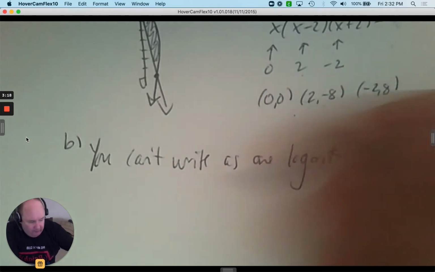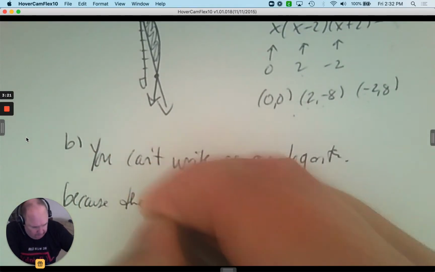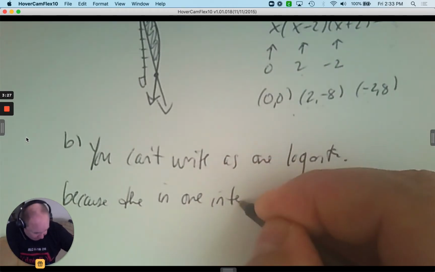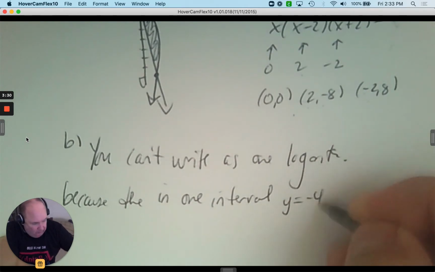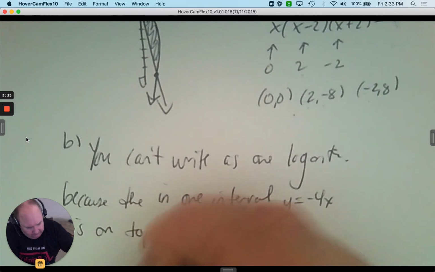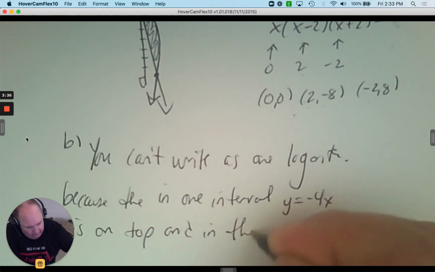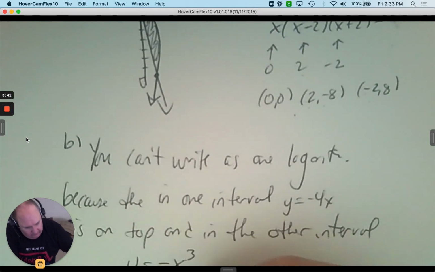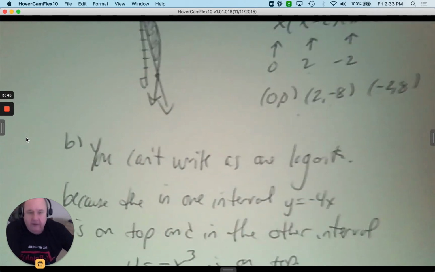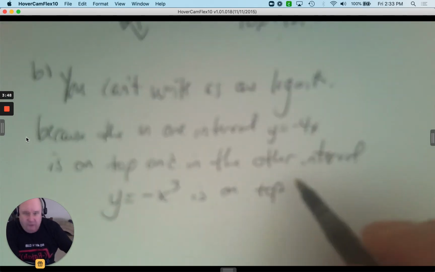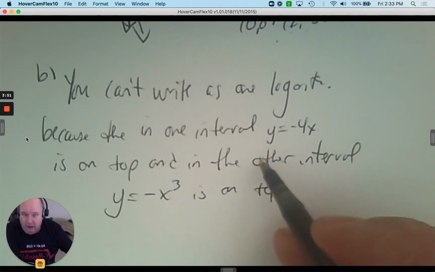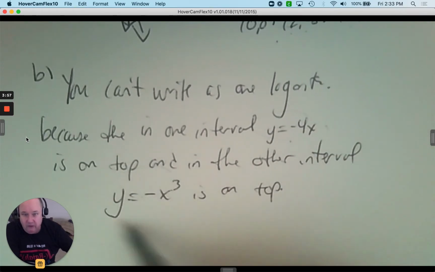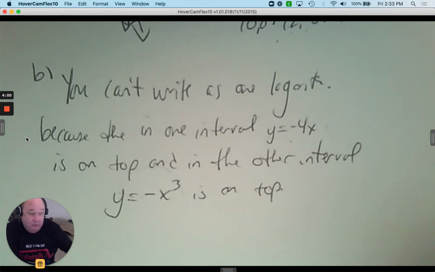You can't write it as one integral because in one interval, y equals negative 4x is on top, and in the other interval, y equals negative x cubed is on top. So if you're going to find the area, it can't alternate. Whichever one is on top has to be on top for the whole time. In one interval, the line is on top, and in the other interval, the cube function is on top. And because of that, you'd have to write it as 2.